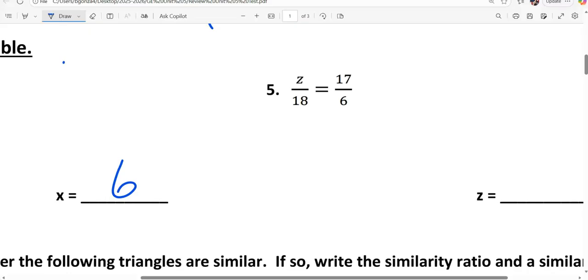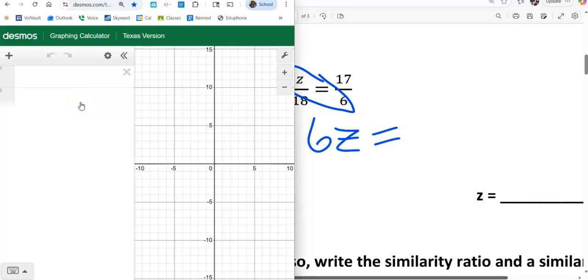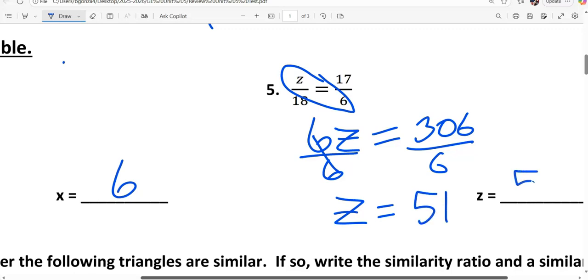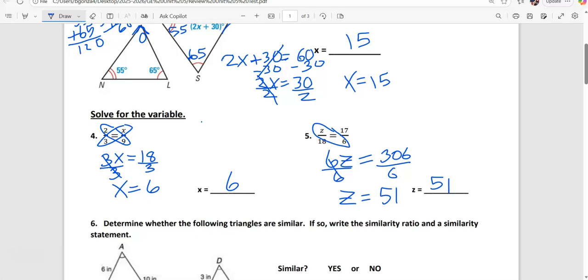Number 5, same idea. Cross multiply and divide. Z times 6 is 6z. 18 times 17 is 306. And get rid of that coefficient 6 by dividing. And we get 51. So you can use Desmos, and you want to make sure you cross multiply and divide for proportions.